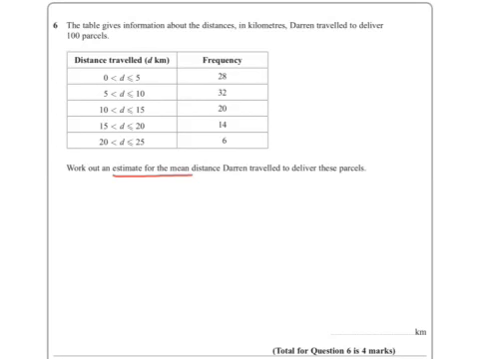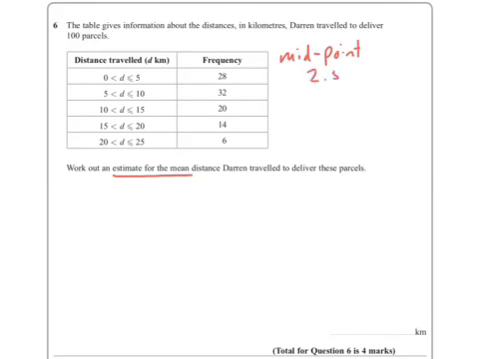These 28 people here in this first group, they've travelled between 0 and 5. We don't know exactly how far they've travelled. So therefore, and this is the key with group data, you have to assume that everyone has travelled the middle amount. So we need to work out the midpoint of each group. Now the midpoint is worked out by adding up the two limits of the group and then halving them.